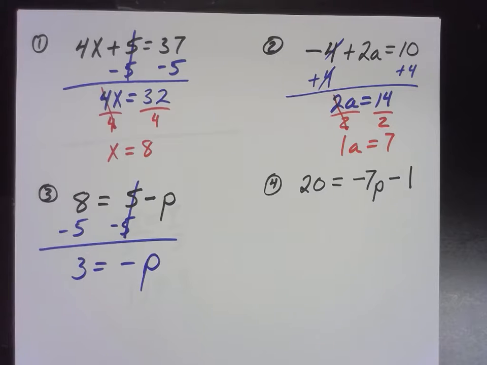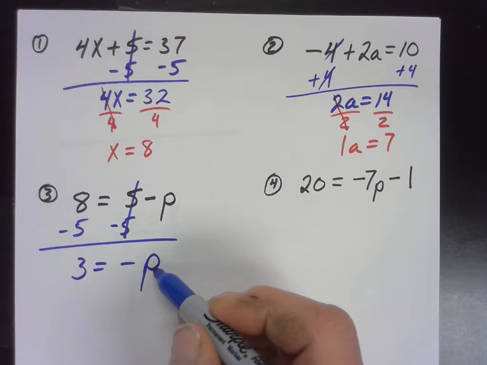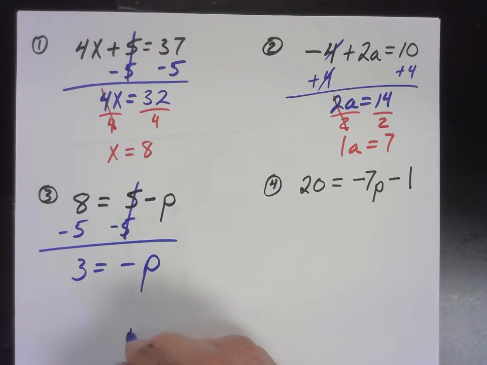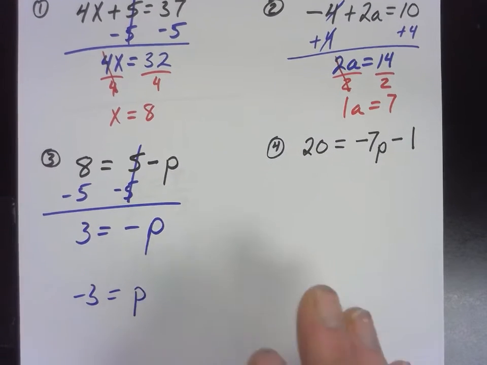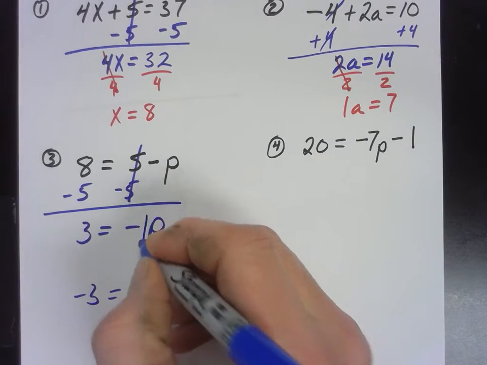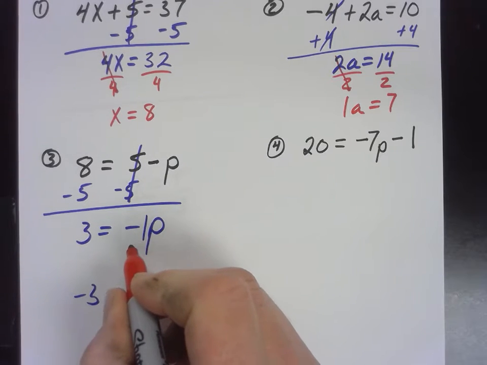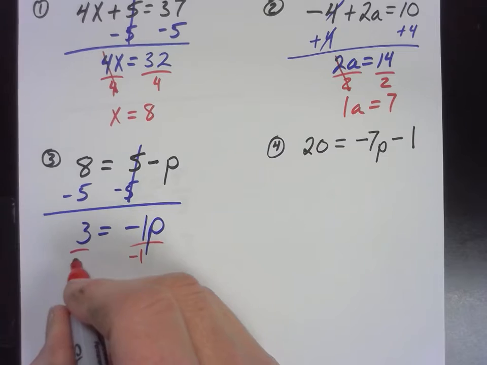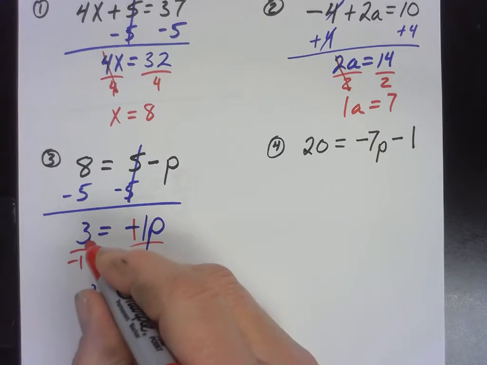By negative 1, right. Now, you might just look at this and say, well, if 3 equals the opposite of p, then doesn't p have to equal the opposite of 3? What do you think? Can you kind of see that? Now, if you think of this as a negative 1, and you want that to be a positive 1, if I divide both sides by negative 1, that'll make it positive 1. Okay, but that also makes this negative.